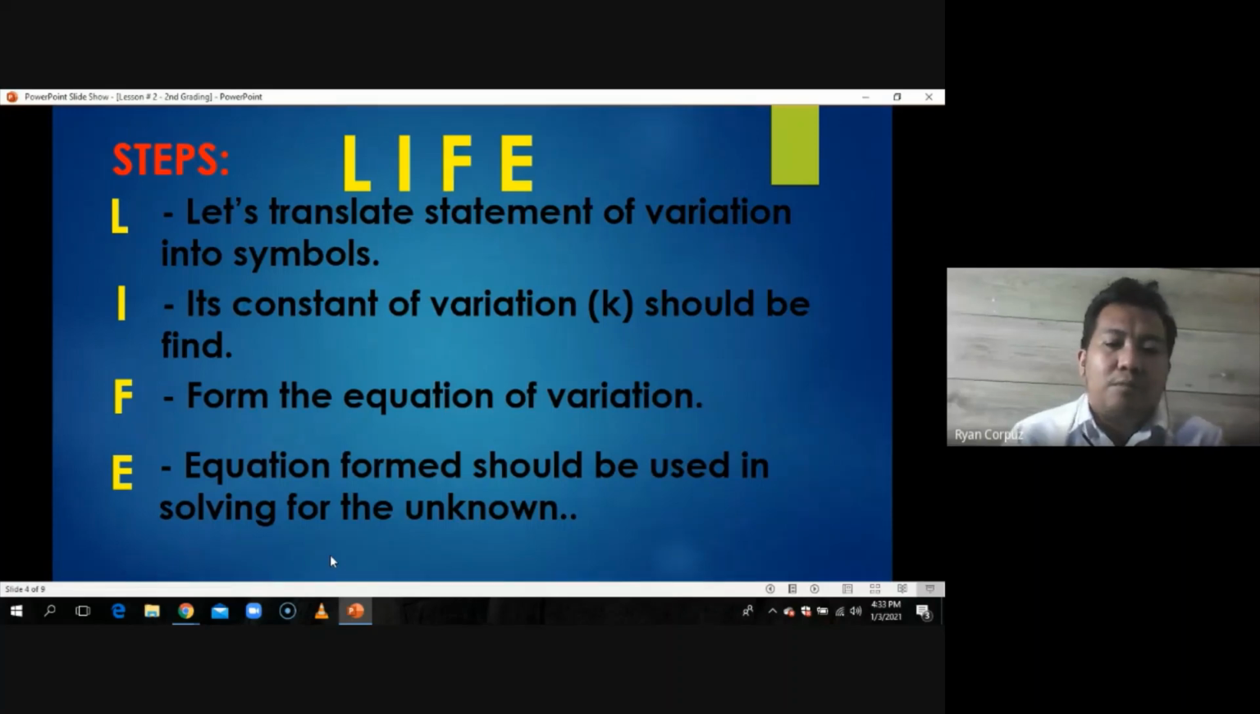Then third step, F: form the equation of variation. Since you already have the value of K, substitute mo lang yun sa first form equation, and you will come up with the equation of variation. And that equation of variation that we formed on step number 3, yun naman yung gagamitin on step number 4, E, which stands for equation form, to be used in solving for the unknown. So those same steps are to be used also in solving inverse variation. It's about time that we solve an example involving inverse variation.